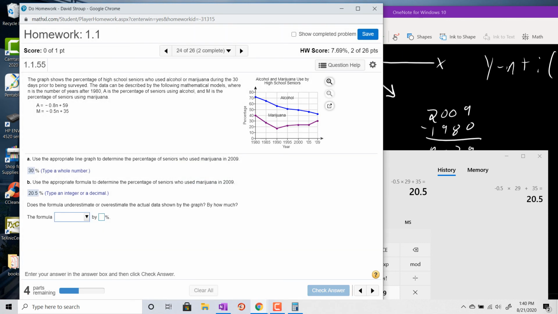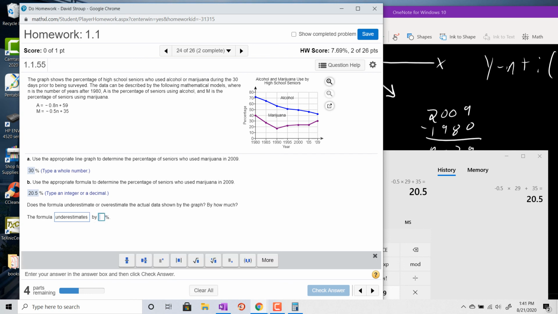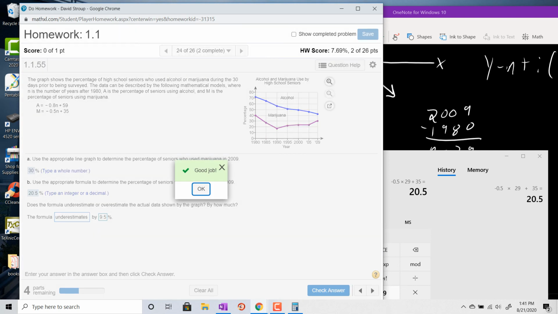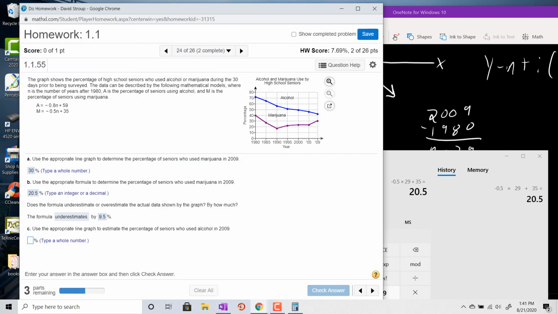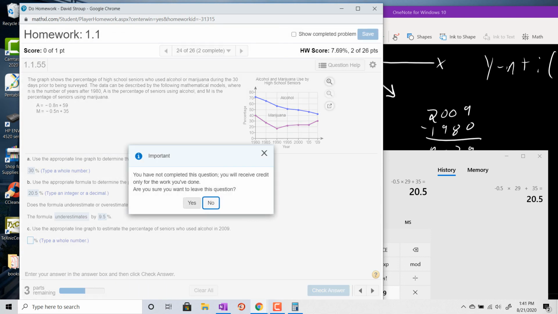Okay, great. Determine whether the formula underestimates or overestimates. So it's way under, right? 20.5 is less than the actual value, 30. So it's way under. And to find out how much under it is, you just subtract the two. So let's say it's 9.5%. Okay. And then they just want you to do the same thing with alcohol. So let's go ahead and skip that.